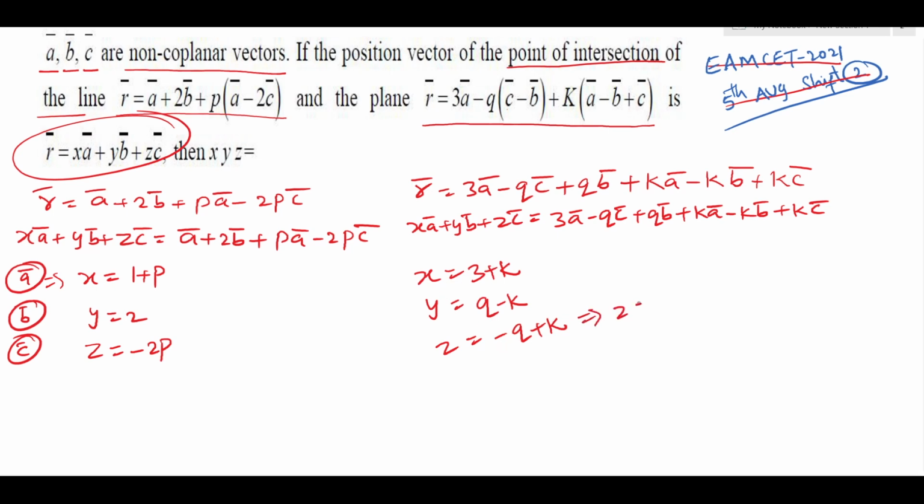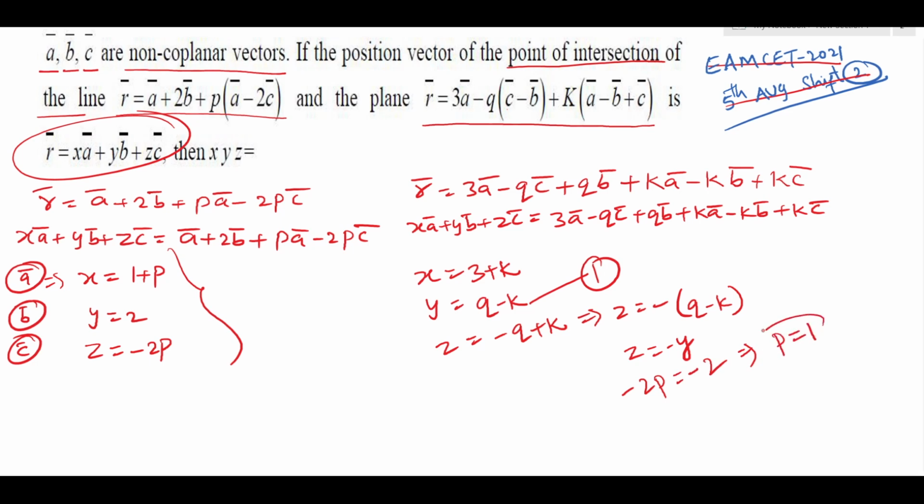From this, z is equal to, take minus common, that is q minus k. Already q minus k, from the first equation, is minus y. So z is equal to minus y. So the z value from the first line equations, z value is minus 2p is equal to minus y, that is minus 2, 2 minus 2 cancel, from this p is equal to 1.